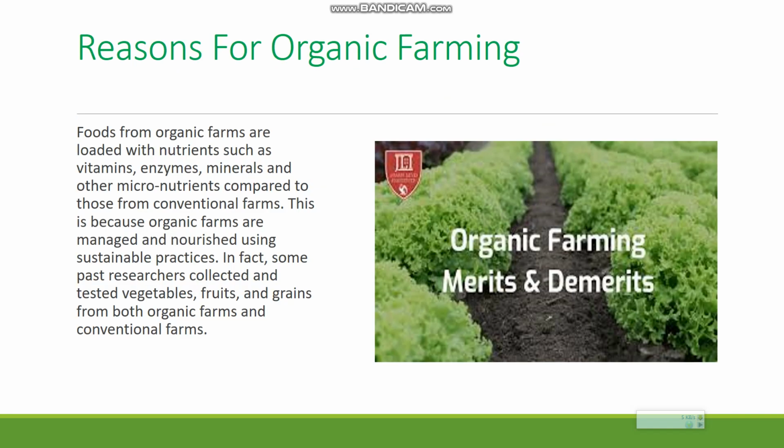Now think a little and look at this text. Foods from organic farms are loaded with nutrients such as vitamins, enzymes, minerals, and other micronutrients compared to those from conventional farms. This is because organic farms are managed and nourished using sustainable practices. In fact, some past researchers collected and tested vegetables, fruits, and grains from both organic farms and conventional farms.